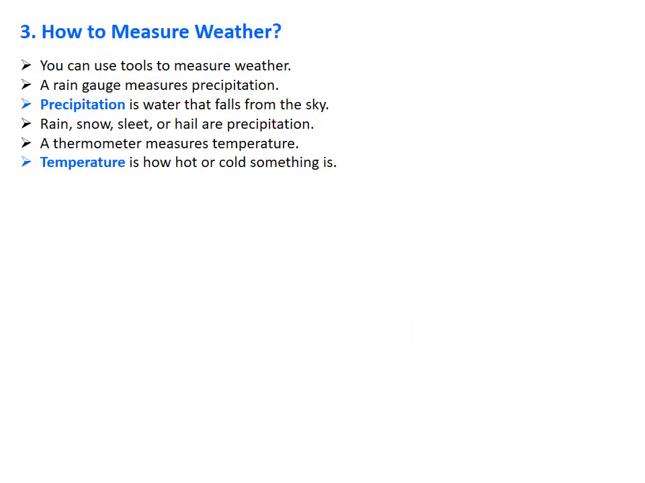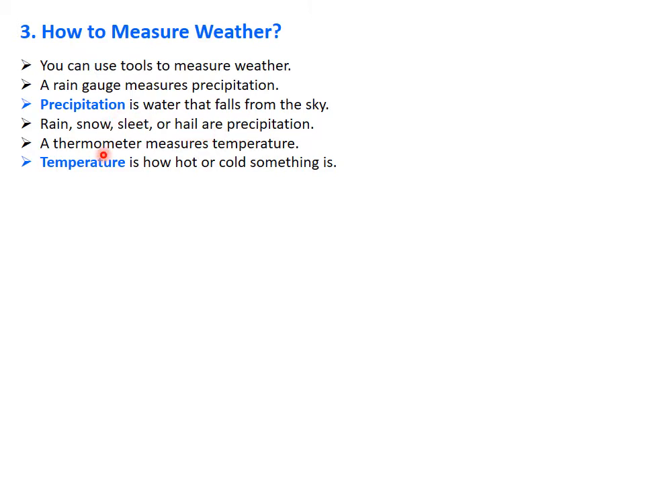Now we are going to learn how to measure weather. You might know that you can use tools to measure weather. A rain gauge is one of these tools. A rain gauge measures precipitation. What is precipitation? Precipitation is water that falls from the sky. Rain, snow, sleet, or hail are all examples of precipitation.